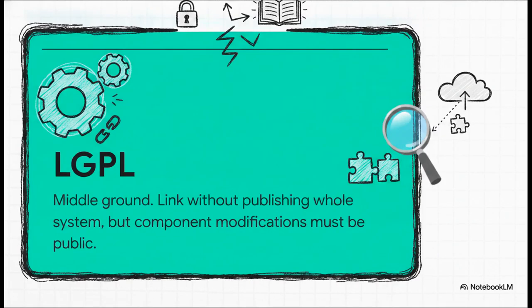Next up, we have the GNU Lesser General Public License, commonly known as the LGPL. You can think of this one as the middle ground. If a business is building proprietary software, they can link to LGPL-licensed open-source libraries without having to make their whole software open source. However, there is a catch. If you modify the LGPL component itself to suit your needs, those specific modifications to that component must be published publicly.